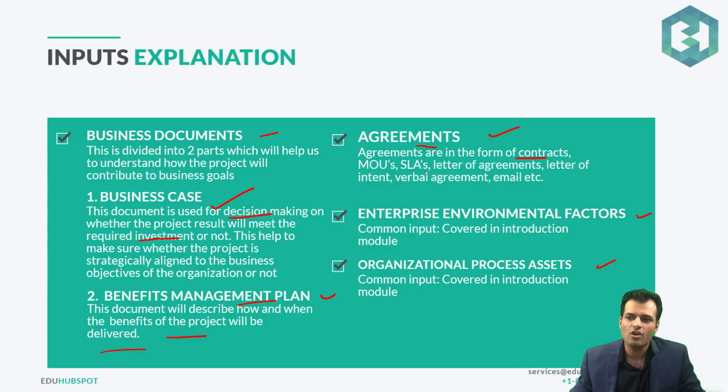Agreements are in the form of contracts, some MOUs, SLAs, letters of agreement, letters of intent, verbal agreements, emails. So I would say ethically, an agreement is something like a formal written document. But of course, a verbal agreement could also be part of an agreement as well.